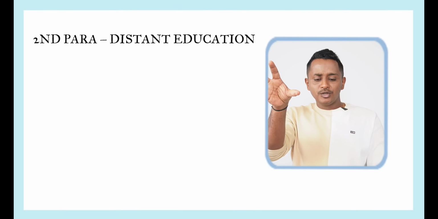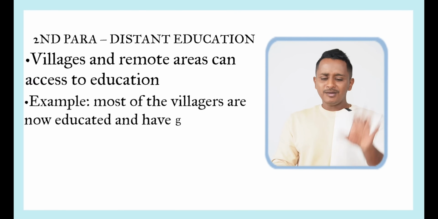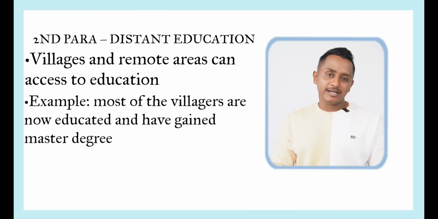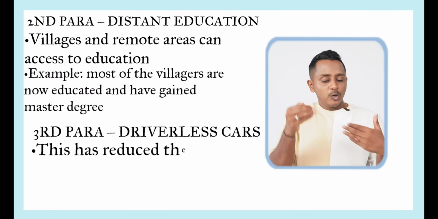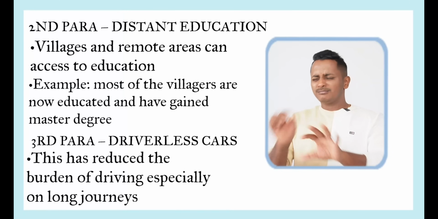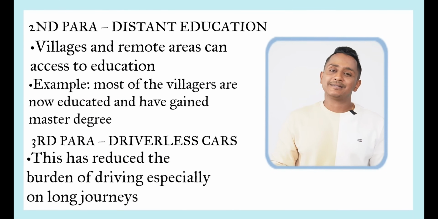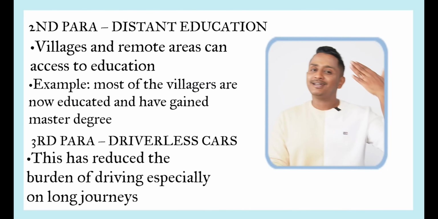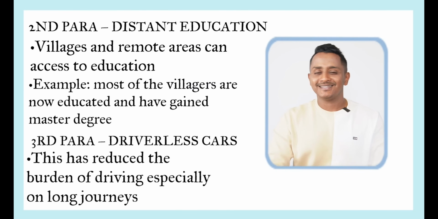Second paragraph, distant education, villages and remote areas can access education. Example, most of the villagers are now educated and have gained master's degrees. Third paragraph, the main idea was driverless cars. And now we wrote, this has reduced the burden of driving, especially on long journeys. Some rough work that you have to do, not exact meaningful sentences. So now you have the entire prototype. Use the prototype and implement the step 3.